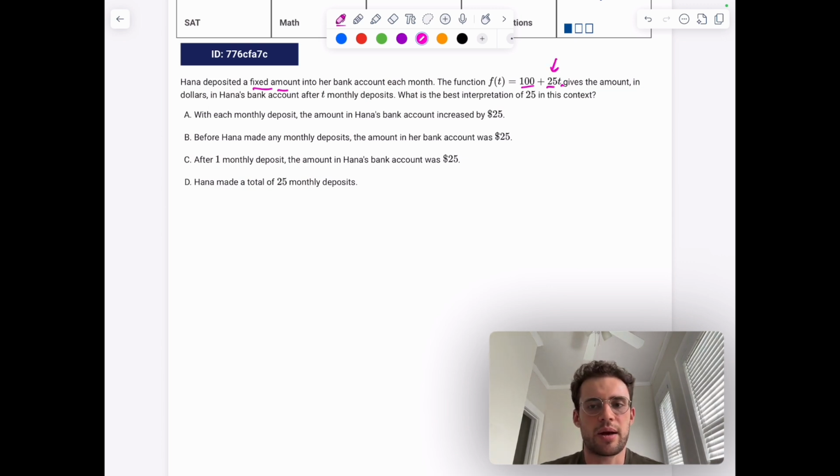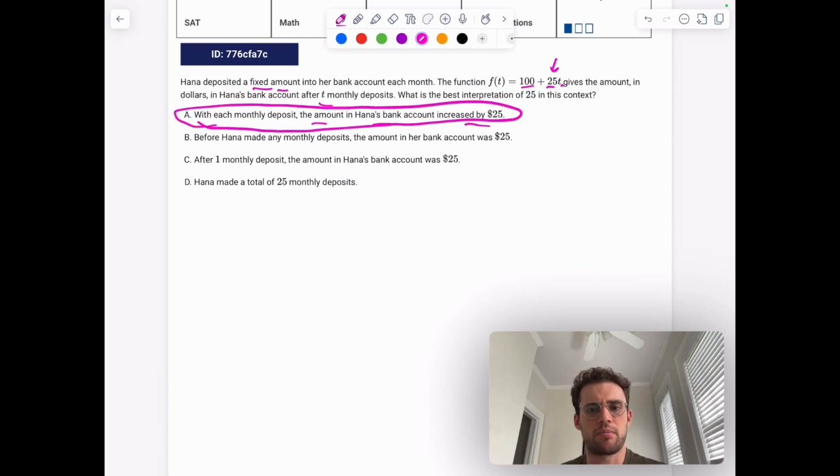Well, you're multiplying that by the number of months, t, after t monthly deposits, right? So that's the amount that's being deposited each month. With each monthly deposit, the amount in Hannah's bank account increased by $25. That's the increase each month. Before Hannah made any monthly deposits, the amount in her bank was 25. No, that would be the 100. Right, that would be the 100 because that's your initial amount that's not affected by the t.